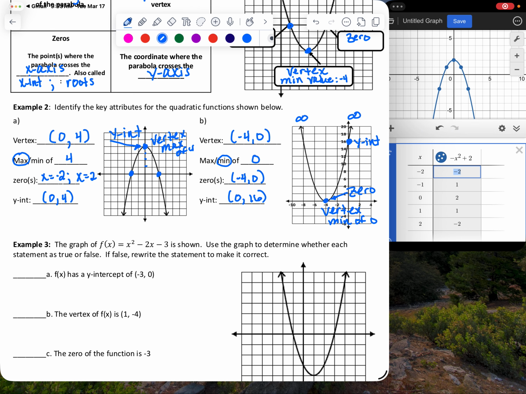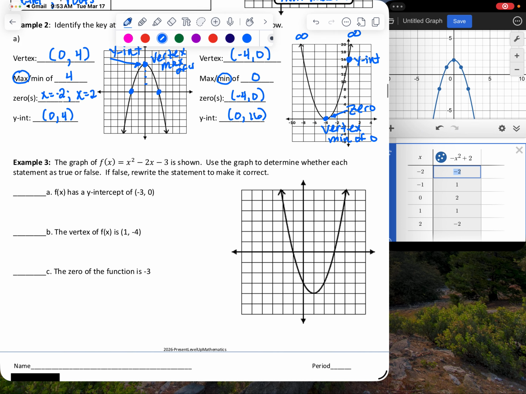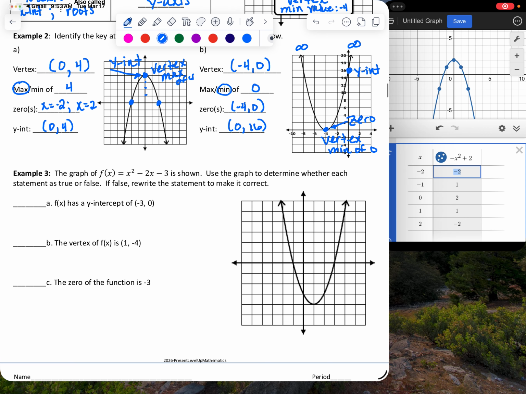All right, example 3. The graph of f of x equals x squared minus 2x minus 3 is shown. Use the graph to determine whether each statement is true or false. If false, rewrite the statement to make it correct. Pause the video and try example 3 on your own. All right, welcome back. Let's see how you did. So in problem A, it says true or false. F of x has a y-intercept of -3, 0.